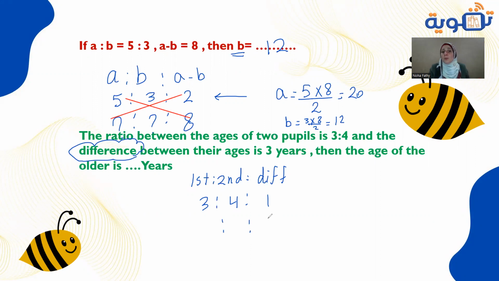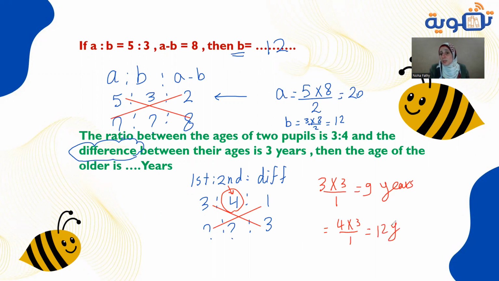And under 1, I will put the real difference, 3 years, then cross multiplication. If he said this 3 years for the first, I'll put it under the first. But he said difference, so I'll write difference and put it under difference. 3 times 3 divided by 1 equals 9 years. Older, I want the older. It means with the ratio, the biggest ratio is 4. 4 times 3 divided by 1 equals 12 years. So the older is 12 years.